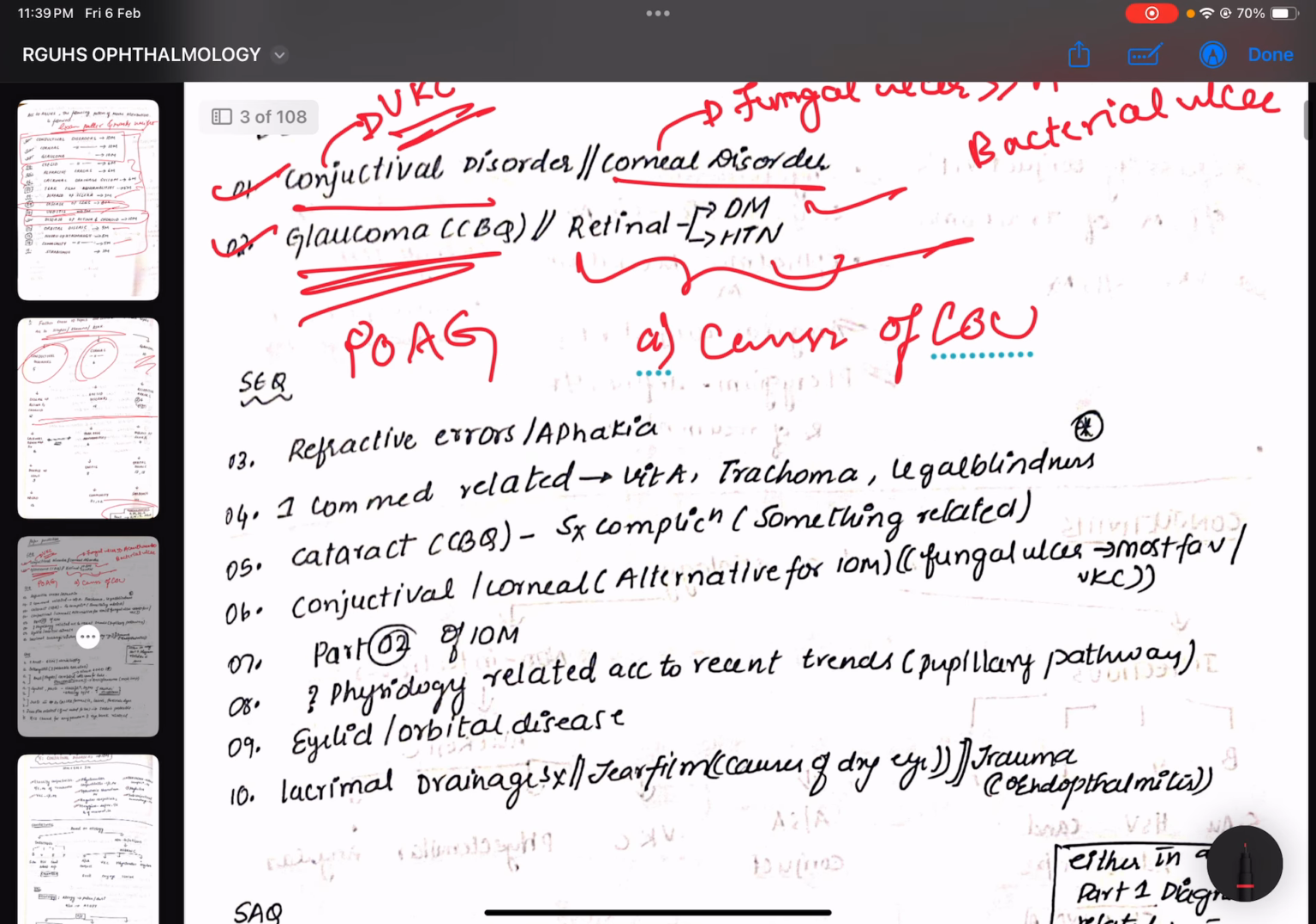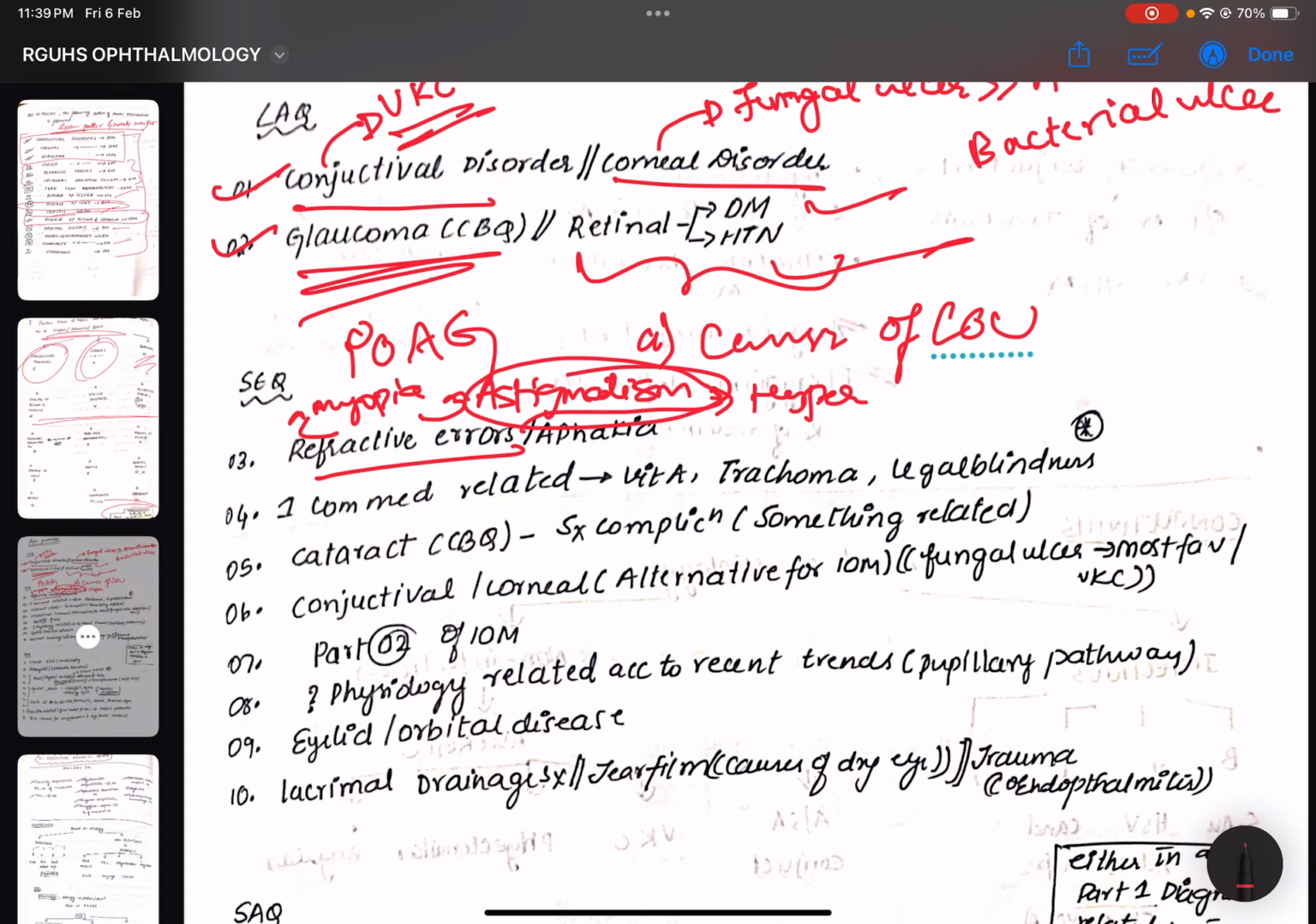Coming to the 5 marker, one question related to refractive errors might be either myopia, astigmatism or hypermetropia. Though these are all important, astigmatism is the one thing with a question that is asked consistently. So make sure you study astigmatism in detail, I mean to say perfectly.